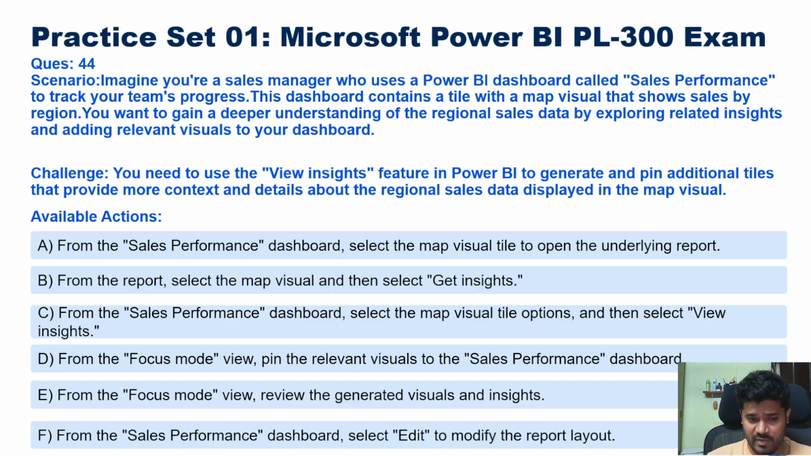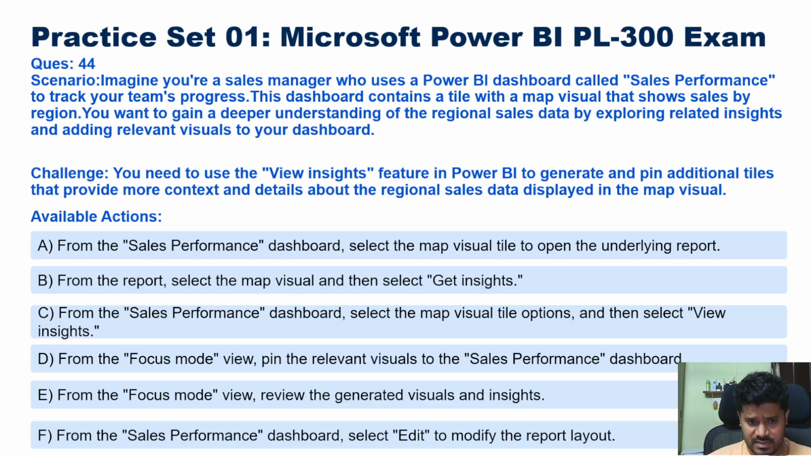Your actions available are A. From the sales performance dashboard, select the map visual tile to open the underlying report. B. From the report, select the map visual and then select Get Insights. C. From the sales performance dashboard, select the map visual tile options and then select View Insights. D. From the focus mode view, pin the relevant visuals to the sales performance dashboard. E. From the focus mode view, review the regenerated visuals and insights. And F. From the sales performance dashboard, select edit to modify the report layout.